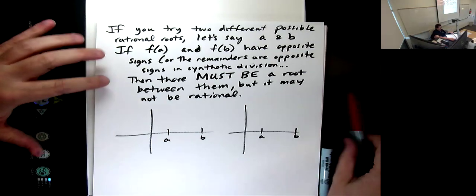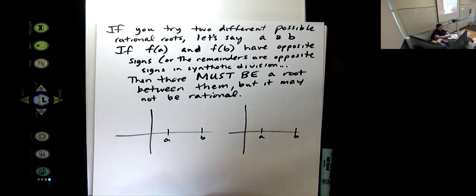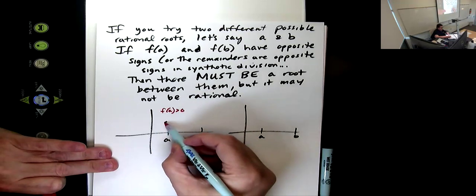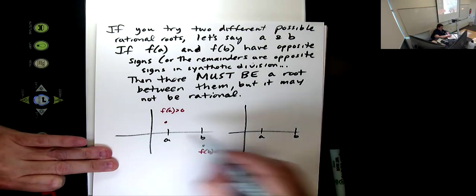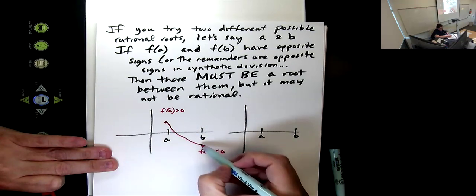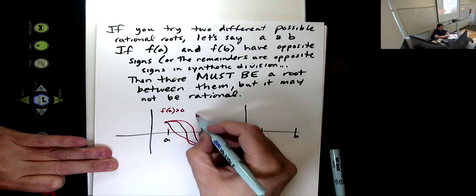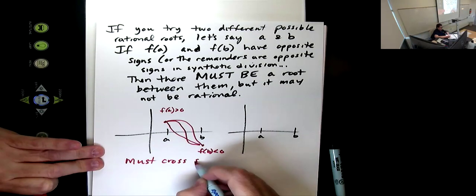I did f of A. What is that value really on a graph? The y value of the point. So this is saying if f of A is greater than 0 and f of B is less than 0, I don't know where they cross, but it's got to cross somewhere. Right?